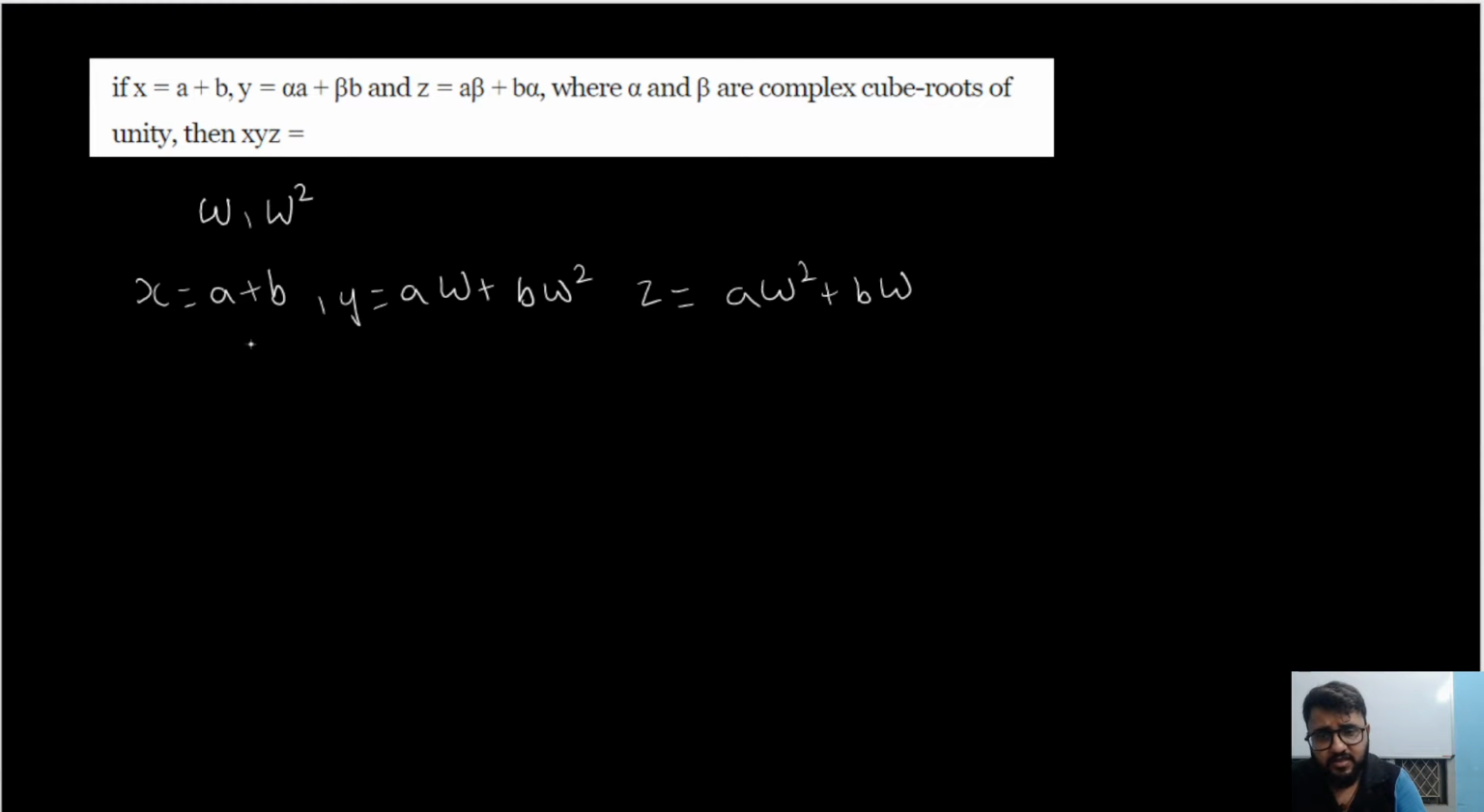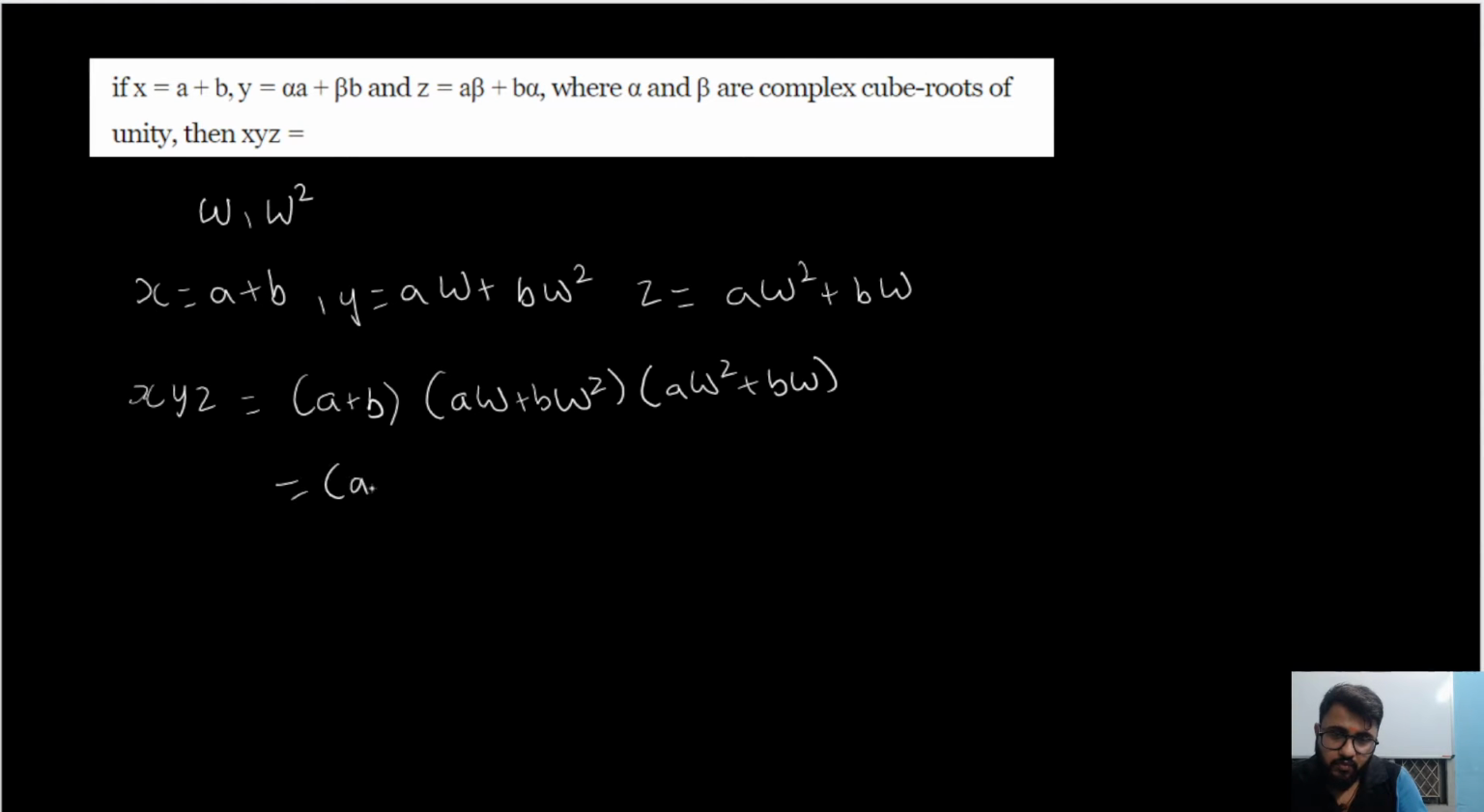And now we have to find xyz, which is the multiplication of x, y, and z. So you'll have a plus b into a omega plus b omega square and a omega squared plus b omega. So now when you do binomial multiplication here, you just have to multiply every term with the other term. So a omega into a omega squared will give you a omega cube plus ab omega square plus ab omega power 4 plus b squared omega cube.